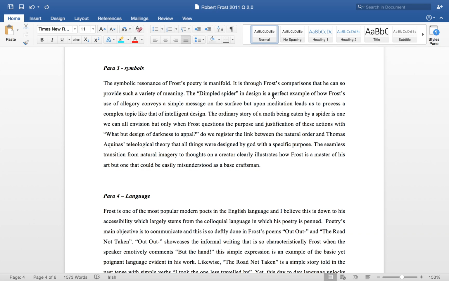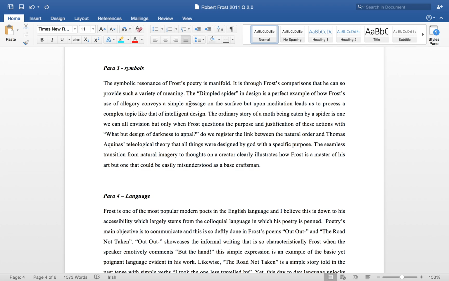The dimpled spider in Design is a perfect example of how Frost's use of allegory conveys a simple message on the surface, but upon meditation leads us to a more complex topic like that of intelligent design. So allegory here is just a symbolic story, sometimes using personification, but for the most part, just a symbolic story. Okay, so it's a simple message.